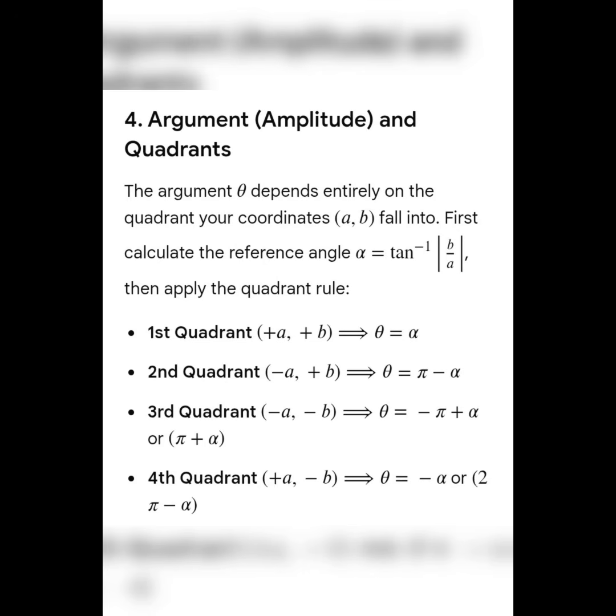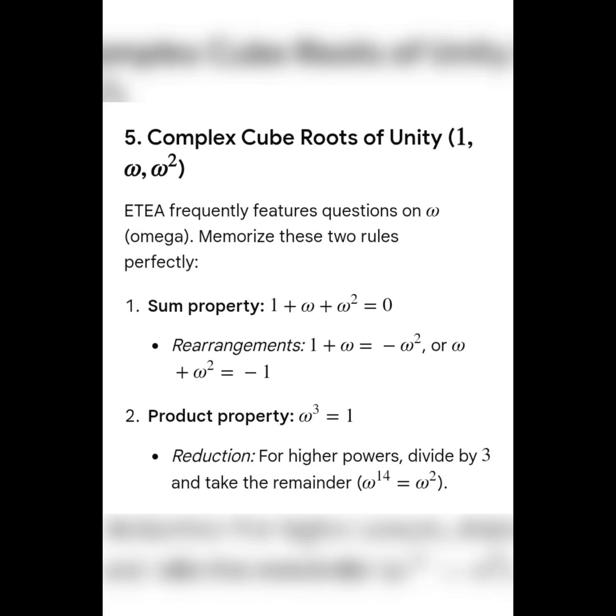If the complex number is in the first quadrant, then theta is equal to alpha. If the complex number is in the second quadrant, then theta is equal to pi minus alpha. If in the third quadrant, then theta is pi plus alpha, or minus pi plus alpha. If the complex number is in the fourth quadrant, then the angle is 2 pi minus alpha.